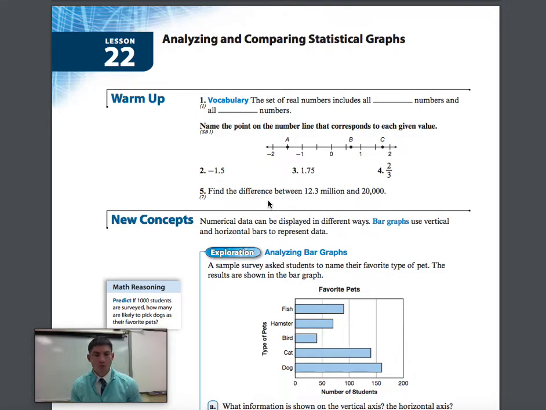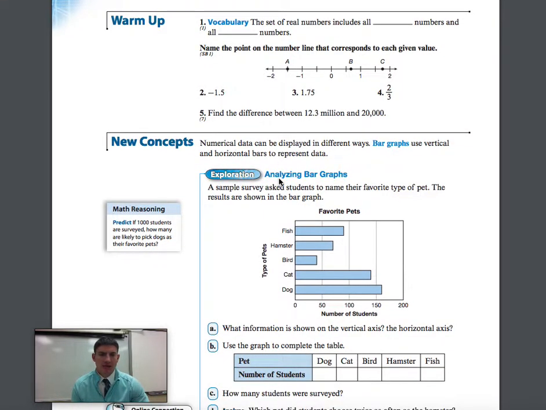Lesson 22, Analyzing and Comparing Statistical Graphs. You see here in our new concepts portion, it's asking us to learn about the different types of graphs, which we've studied in math and in science, and to then be able to analyze those, as in pick out what information is being conveyed mathematically, and being able to answer questions corresponding to those graphs.